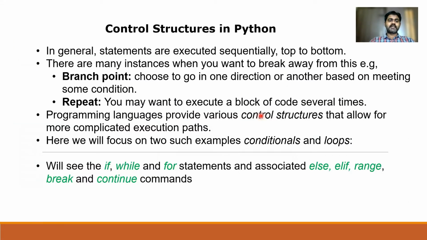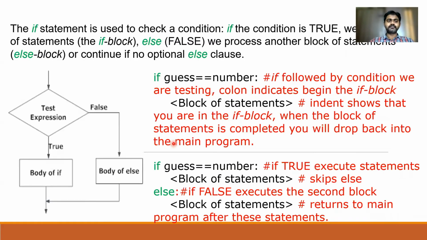So, control structures in Python. In general, statements are executed sequentially, from top to bottom. There are many instances when you want to break away from this, branch, and choose to go in one direction or another based on meeting some condition. Or you want to repeat, executing a block of code several times. So we have many control structures. Here we'll focus on two such examples, conditionals and loops. First we'll focus on conditionals.